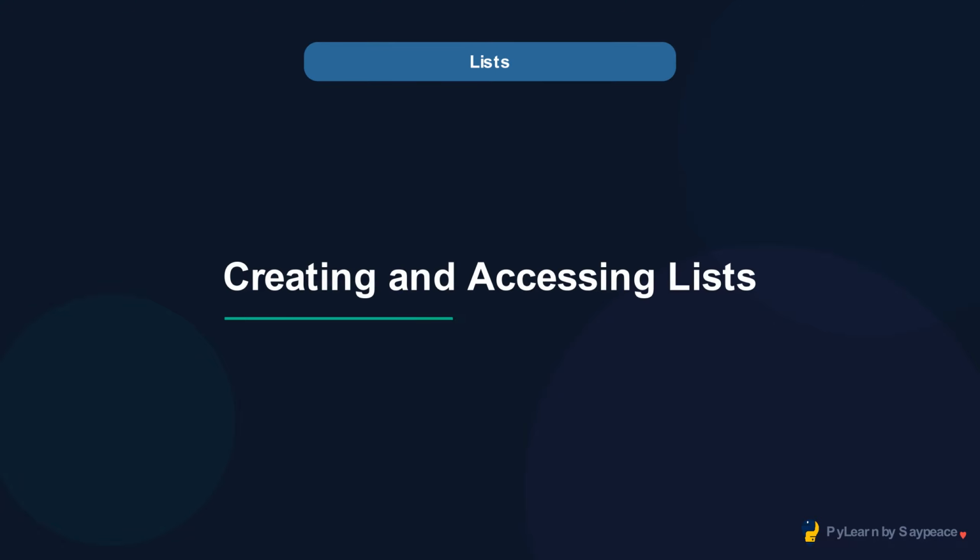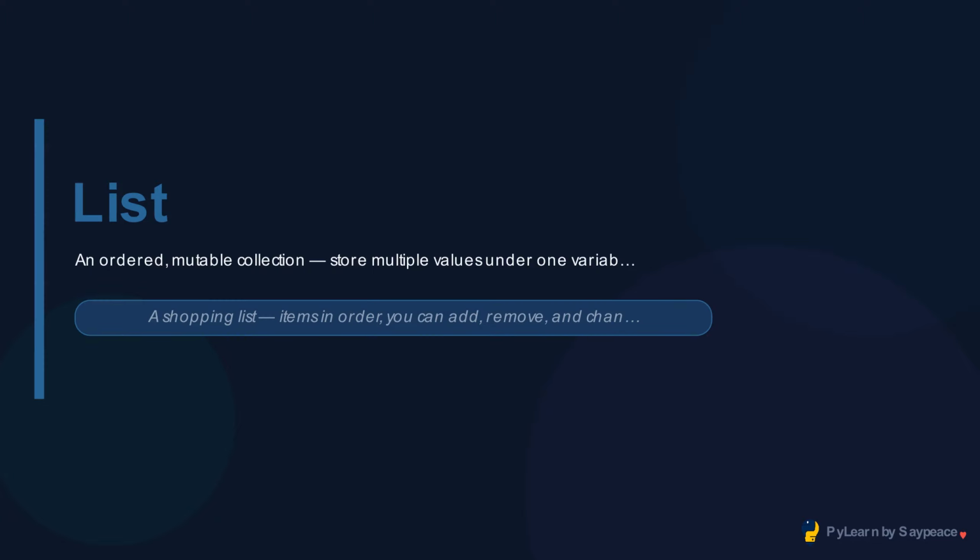Welcome to creating and accessing lists. A list lets you store multiple values in a single variable. The values are ordered, they stay in the sequence you put them. And lists are mutable, you can change them after creation.